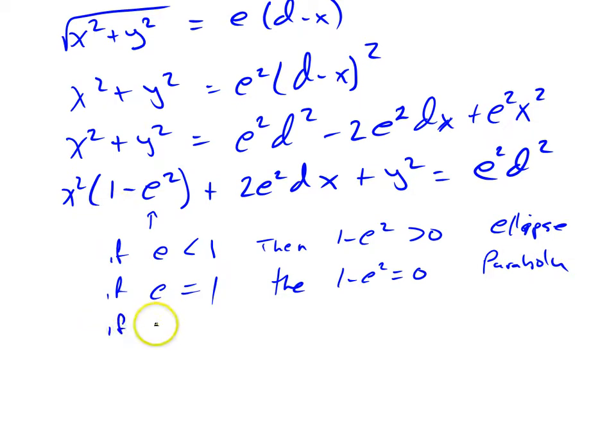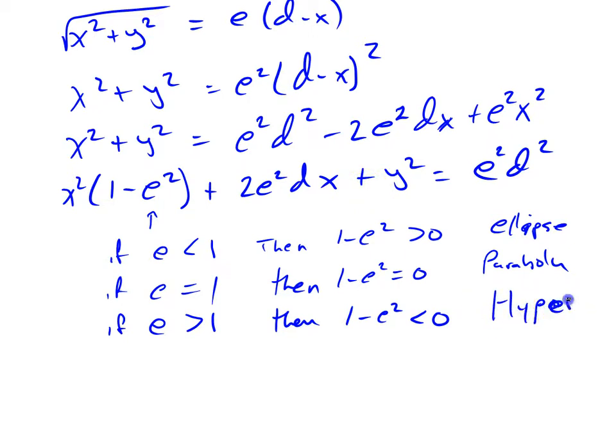On the other hand, if e is bigger than 1, then 1 minus e squared is actually negative because the e squared is bigger than 1. And the sign here of the coefficient in front of the x squared is going to be negative, where the coefficient in front of the y squared is positive, and we're looking at a hyperbola. There we go. Okay. So there's that e bigger than 1, less than 1, whatever, determining whether an ellipse, parabola, or hyperbola.